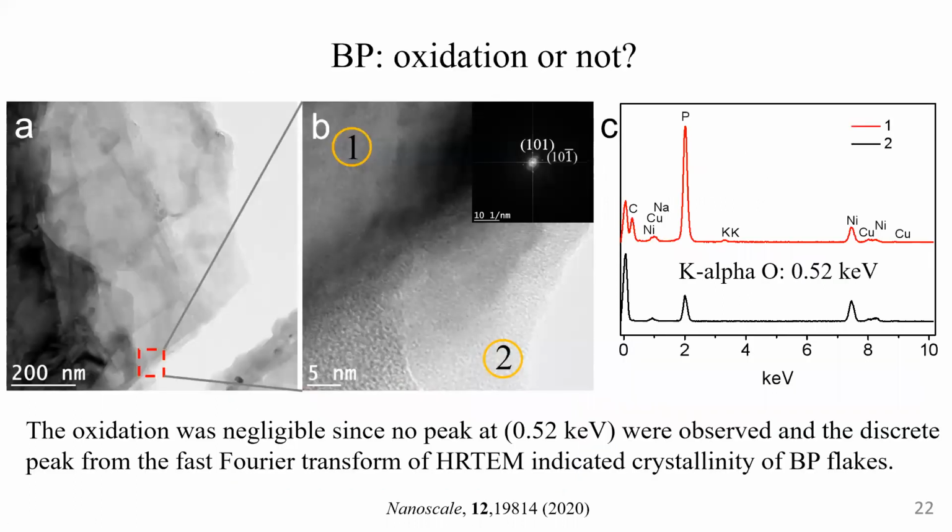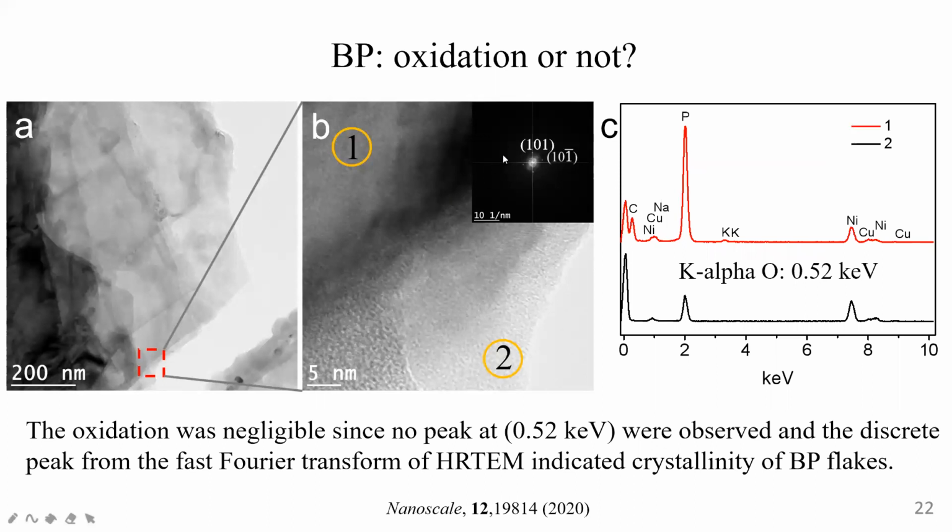And we also investigated whether the black phosphorus is oxidized or not, since we use water as the subphase, and black phosphorus is easily oxidized, especially at the edge and the surface. We transferred the black phosphorus to the copper grid and measured some flakes. This is a typical flake, and we did the EDS. As you can see, there's no peak at 0.5 kiloelectron volts, which is the peak of oxygen. So the oxidation is negligible.